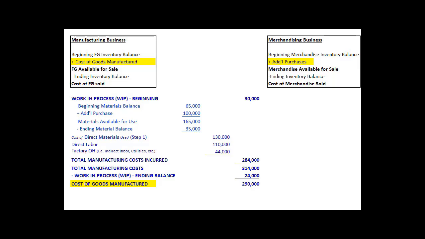So add that to the WIP beginning balance, then subtract the WIP ending balance, you arrive at the cost of goods manufactured.